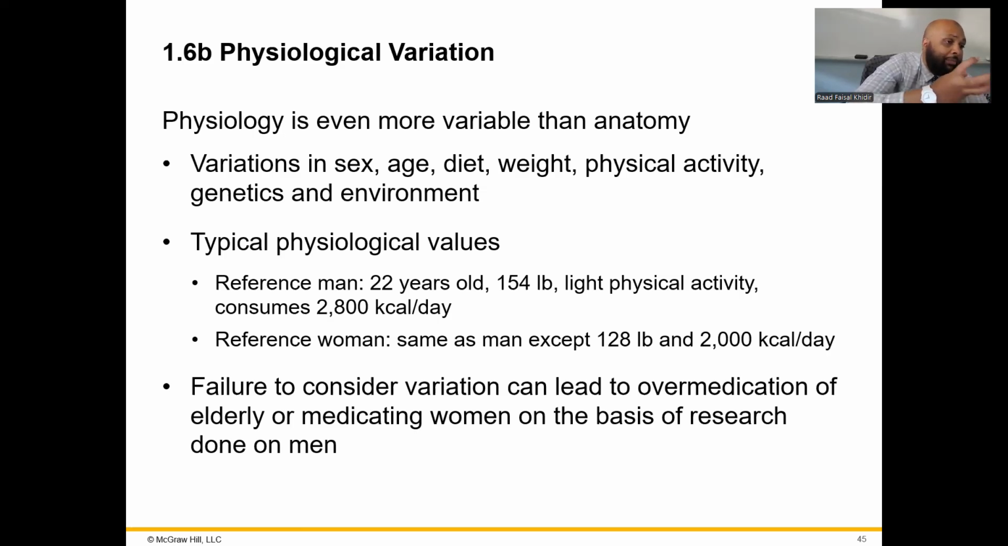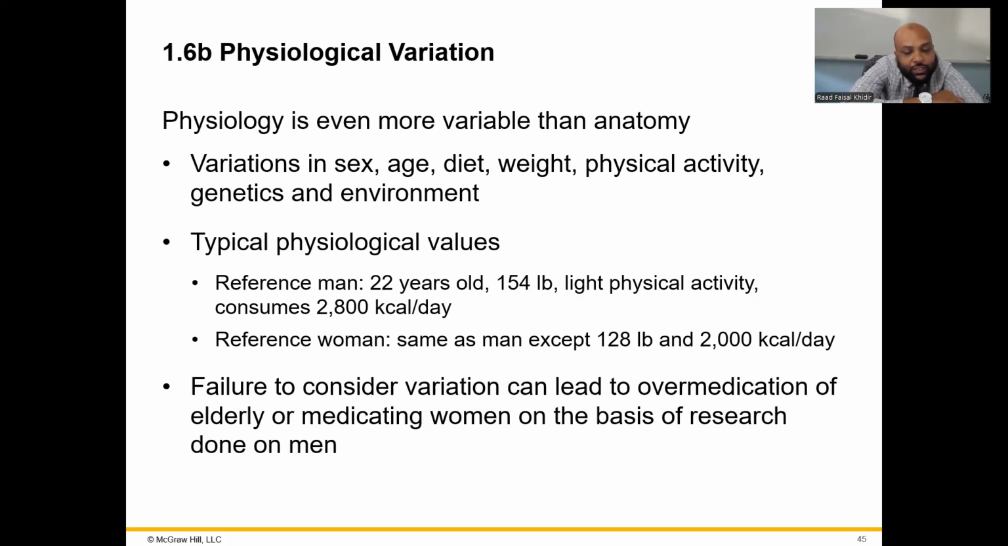Variation in sex, male versus female, variation in age, pediatric versus geriatric, and then the weight, obese patients versus malnutrition patients, and then physical activity, genetics, and the environment.